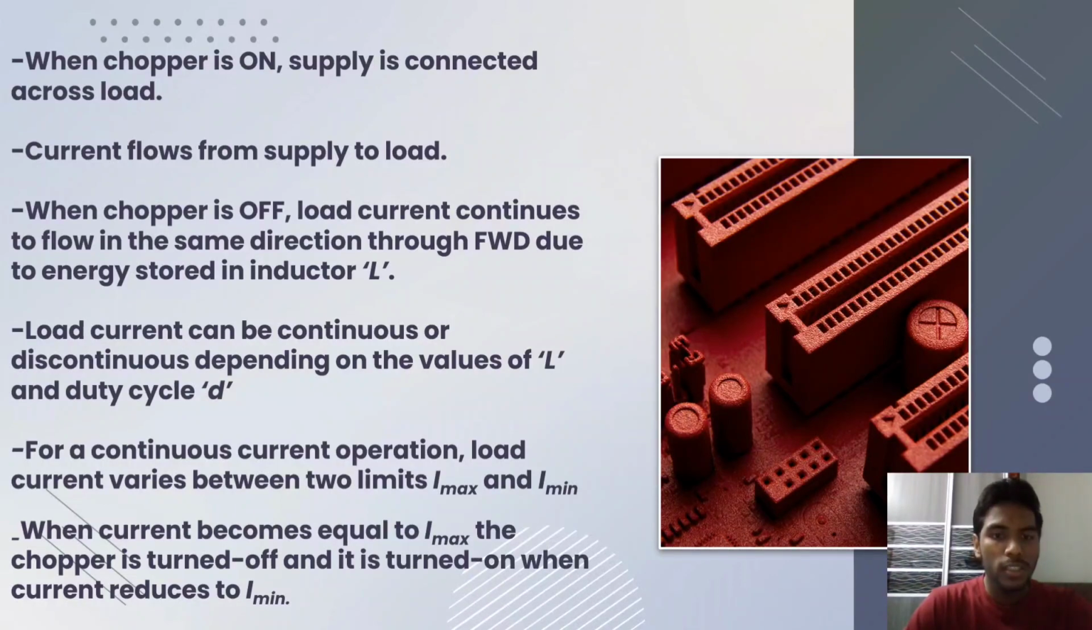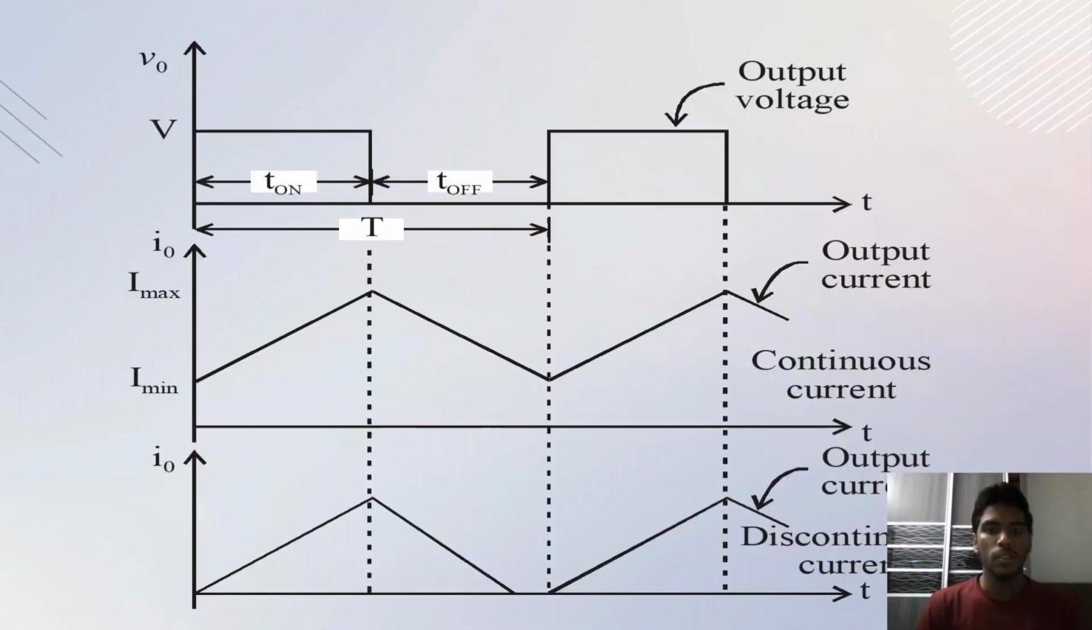For a continuous current operation, the load current varies between two limits, which are maximum and minimum. When the current becomes equal to I maximum, the chopper is turned off, and it is turned on when the current reduces to I minimum. So this is the waveform for the circuit.